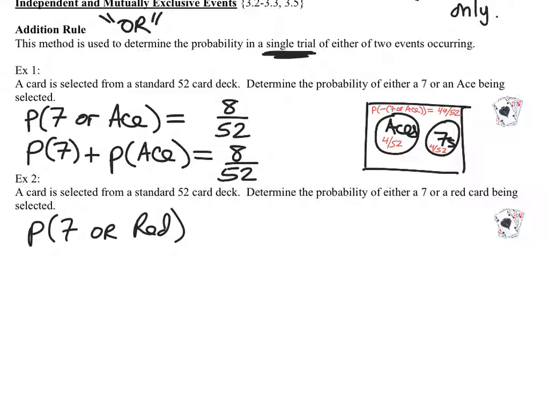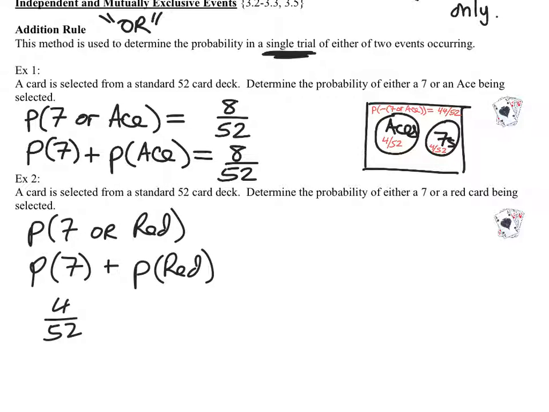All right. So if I follow the same approach from the previous question, I'd say probability of 7 plus the probability of red. There's more to it than that, but it's a place to start. How many 7s in the deck? 4. How many reds? 26.